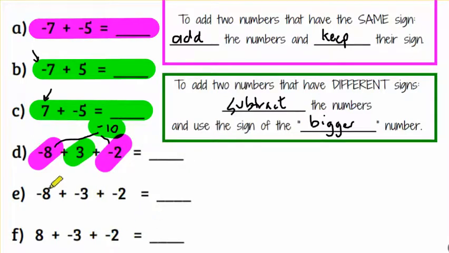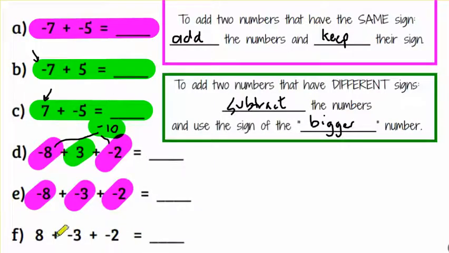For E, we look and we say, well, this one's negative and this one is also negative and this one is also negative. So I can just go ahead and put them all together in one big happy family, and I'm going to add those numbers and keep their sign.